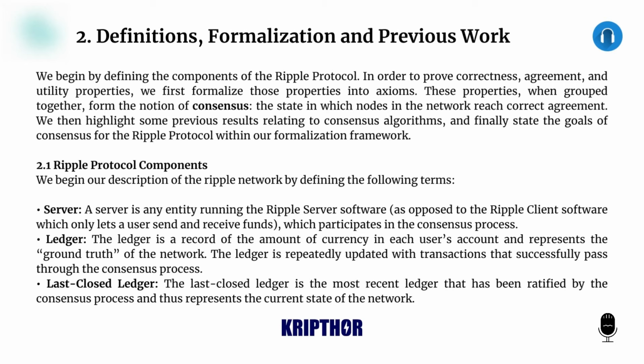2.1 Ripple Protocol Components. We begin our description of the Ripple network by defining the following terms. Server. A server is any entity running the Ripple server software, as opposed to the Ripple client software, which only lets a user send and receive funds, which participates in the consensus process. Ledger. The ledger is a record of the amount of currency in each user's account and represents the ground truth of the network. The ledger is repeatedly updated with transactions that successfully pass through the consensus process. Last closed ledger. The last closed ledger is the most recent ledger that has been ratified by the consensus process and thus represents the current state of the network.